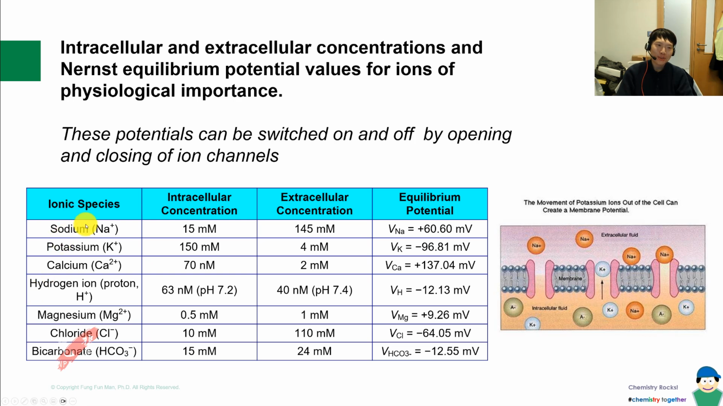So here are some ionic species that are very prominent in the cells. Intracellular, extracellular, equilibrium potentials here. Naturally these are the concentrations in the cell and outside the cell, and there's a potential difference. Again, don't memorize the numbers, but if you're given a few of them and asked to compare, I think you can do that for me.